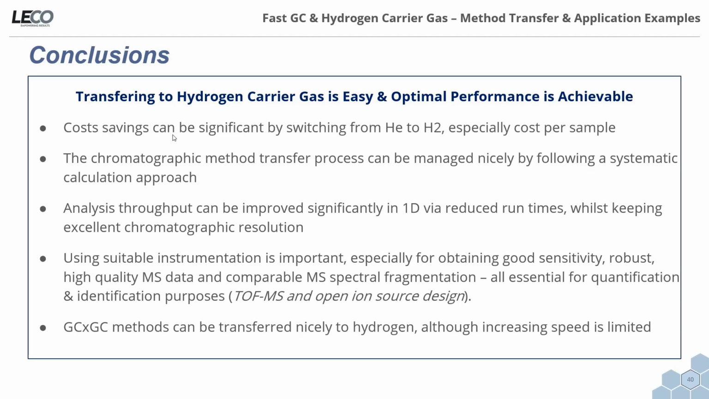Using suitable instrumentation is important, especially when we want to keep good sensitivity and achieve robust, high quality mass spectral data and comparable mass spectral fragmentation, which is all very important for quantification and identification, of course. And finally, we saw that GC×GC methods can also be transferred nicely to hydrogen, although in these cases, increasing speed is limited.